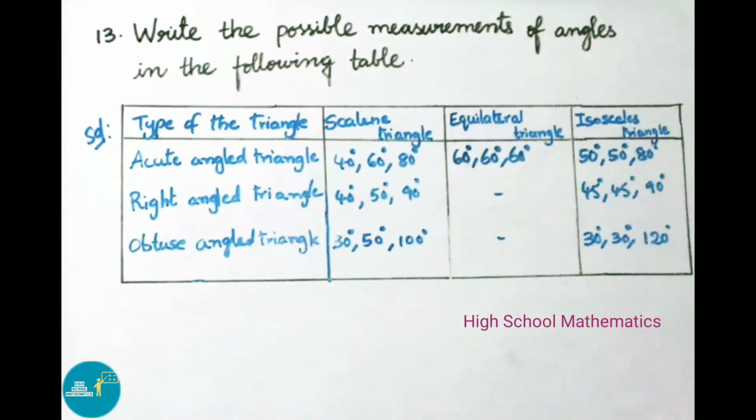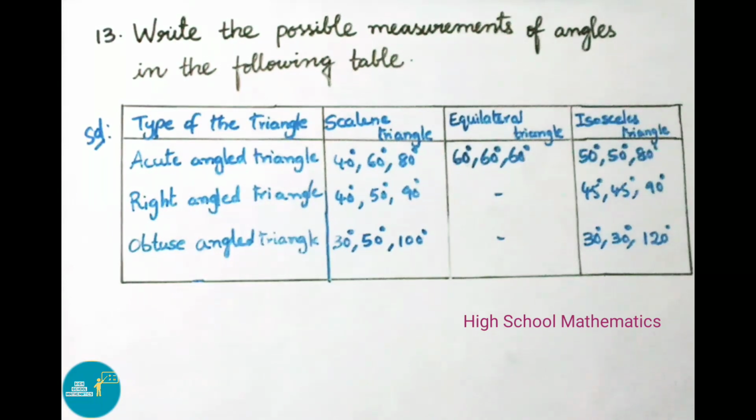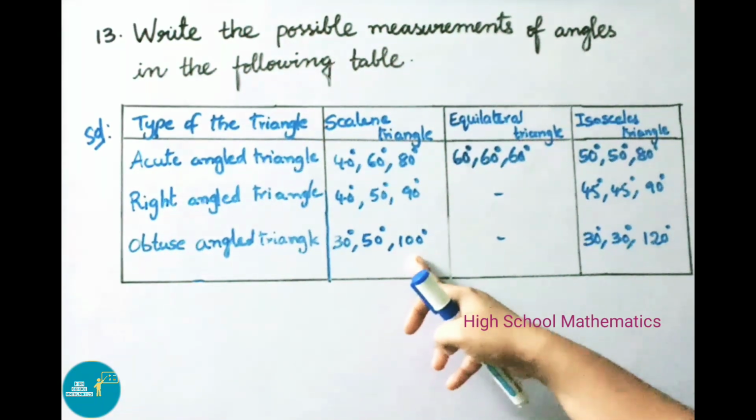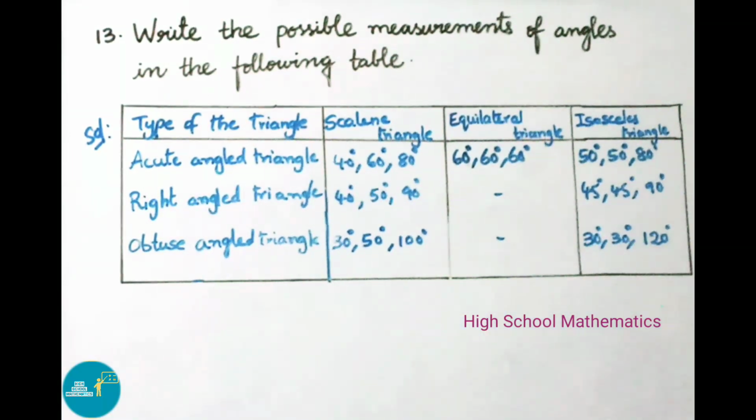See next one, obtuse angle triangle. Obtuse angle triangle means one of the angles must be greater than 90 degrees and less than 180 degrees. Scalene triangle means all three angles must be different. So we have written here 30 degrees, 50 degrees and 100 degrees. 100 degrees is an obtuse angle. Next, all three angles are different, so it is a scalene triangle also. For equilateral triangle, no such measurements will be there for obtuse angle triangle. In an isosceles triangle, two angles must be same. For obtuse angle triangle, one of the angles must be greater than 90 and less than 180. So we have written measurements as 30 degrees, 30 degrees and 120 degrees.